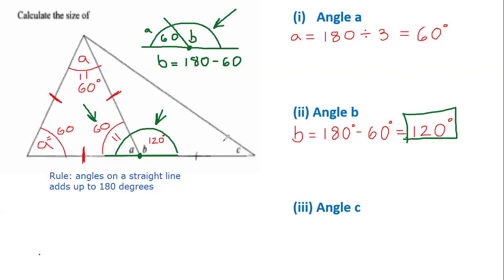Now we need to figure out what C is. Can y'all tell me what C is? I think C is also 120. You think C is also 120? Hold on, but it's a triangle. The triangle is supposed to equal up to 180 degrees.